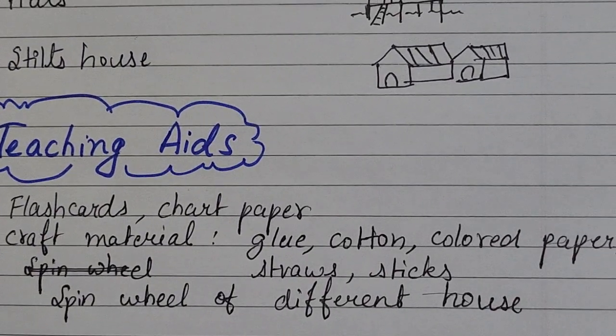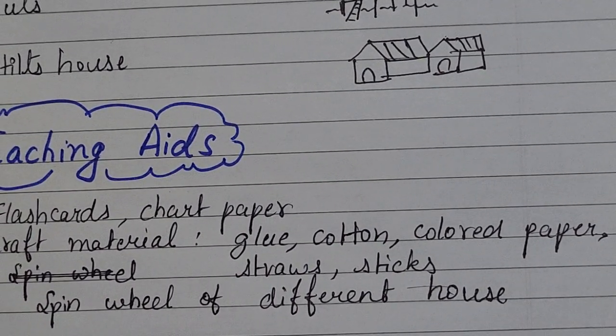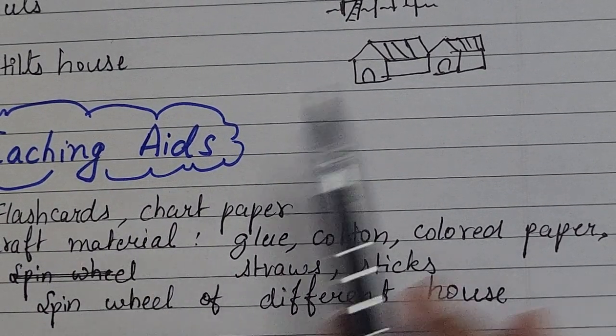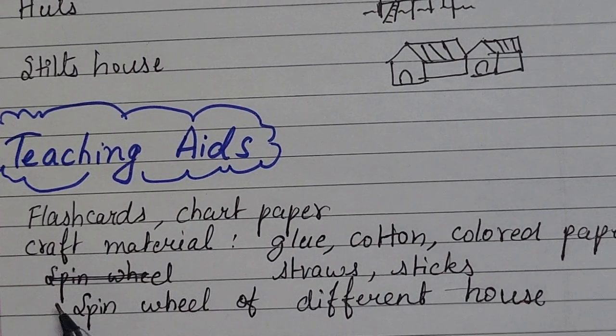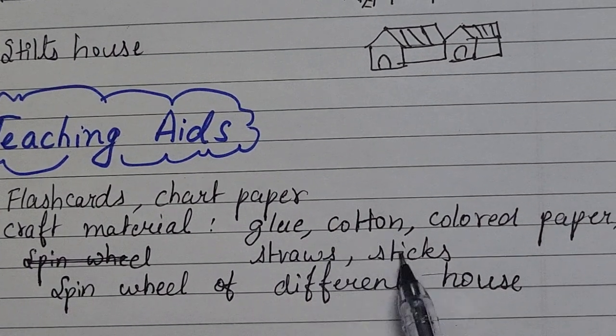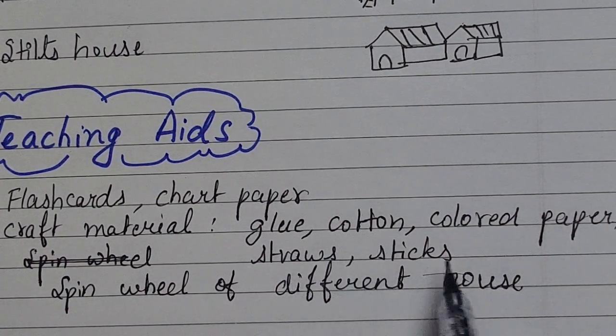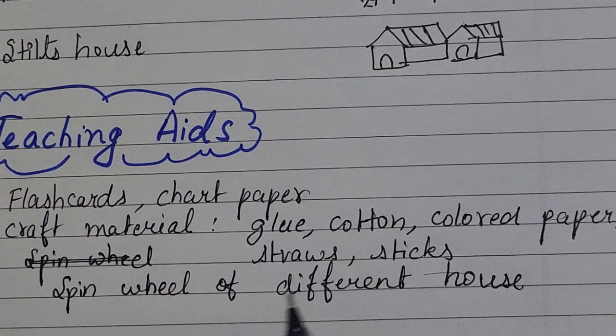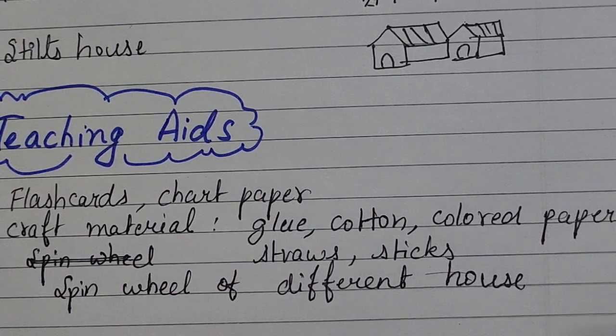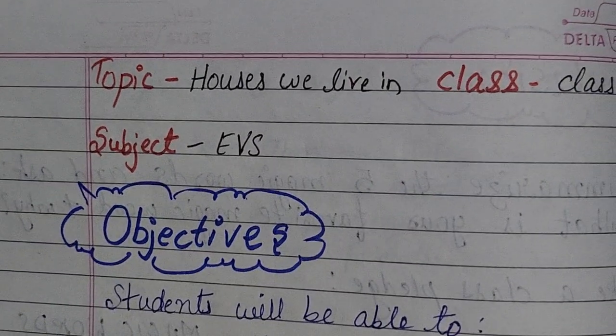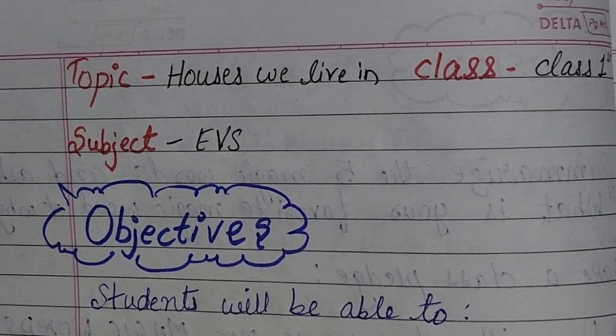And teaching aids, I'm writing at the back, so you can write wherever you want. So, flashcard, chart paper, craft material in which glue, cotton, colored paper, straw, sticks were used, spin wheel of different houses. So this is the lesson plan of the topic houses we live in for class first.